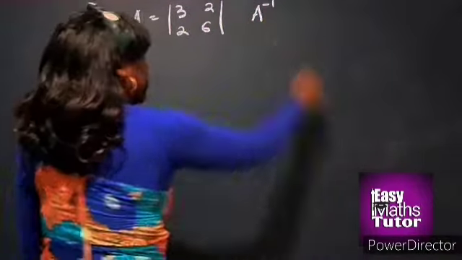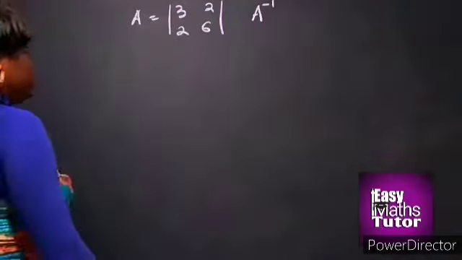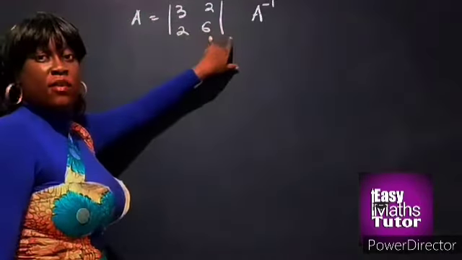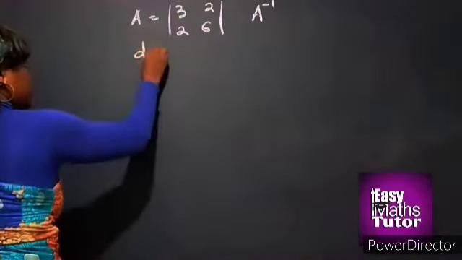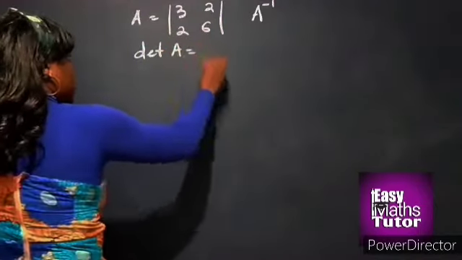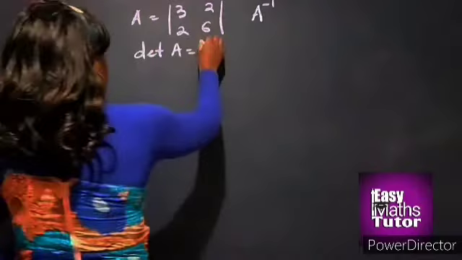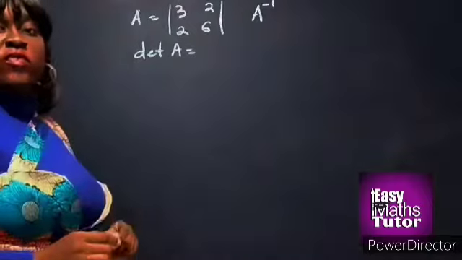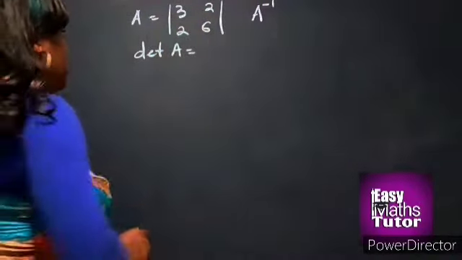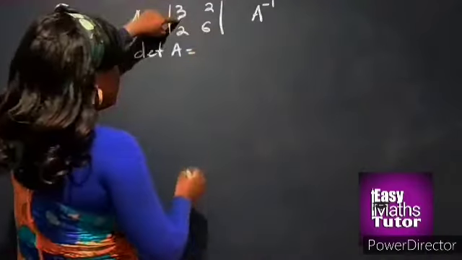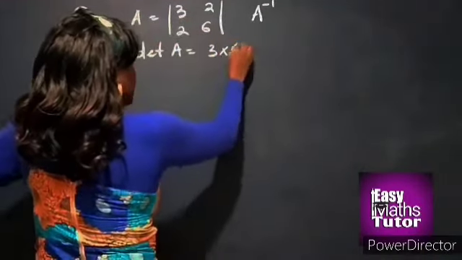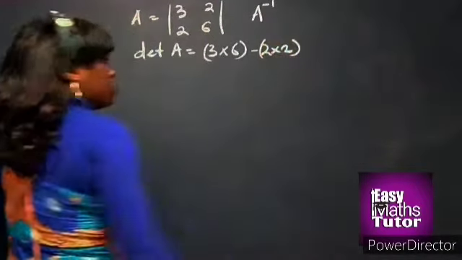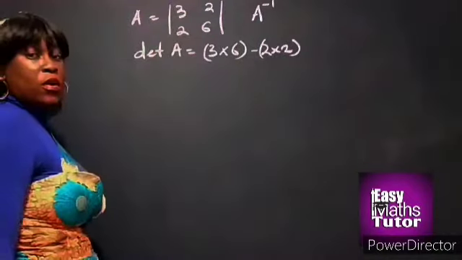But before we can find the inverse, we need to find the determinant of this matrix. This determinant is what we use to determine whether it is invertible. In my previous video, I showed you how to find the determinant of a 2 by 2 matrix. So it's going to be 3 times 6 minus 2 times 2.